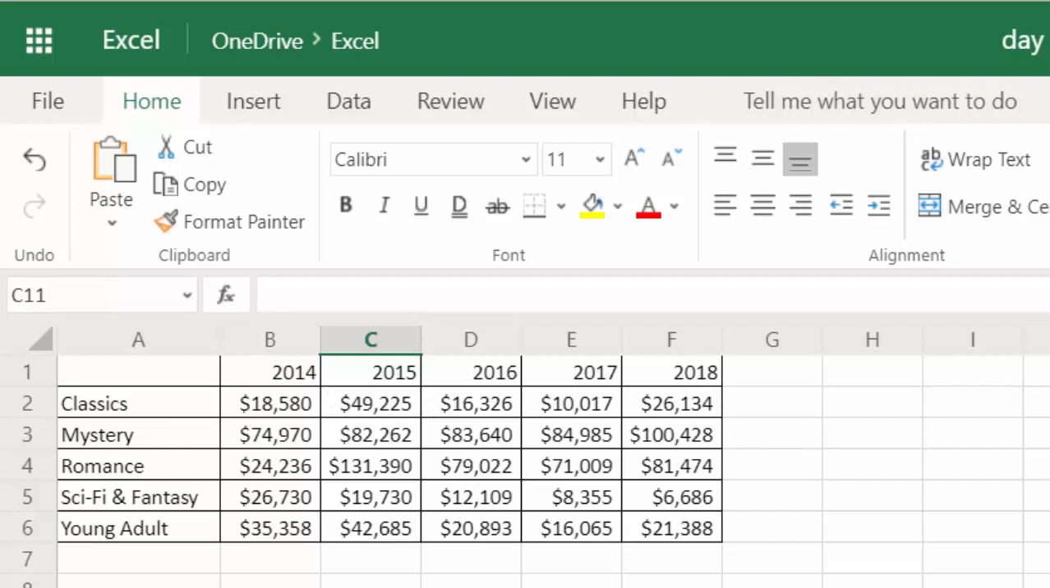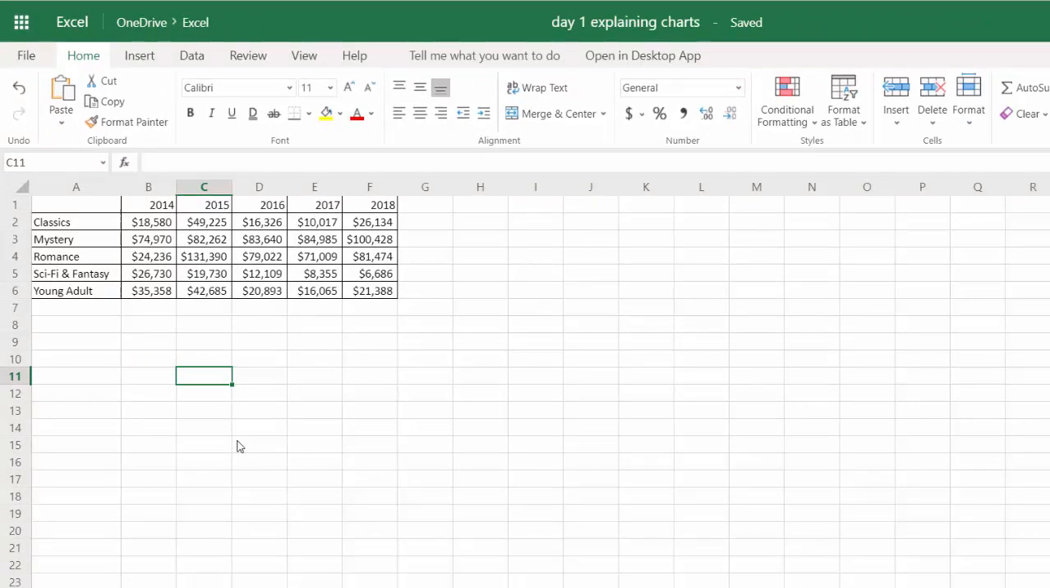Okay, let me ask you a question about this spreadsheet. Which 2 types of books are the most popular? Well, that's very hard to answer looking at the spreadsheet. I would have to read all of the numbers and do some math. Instead, let's look at a chart that shows book sales.